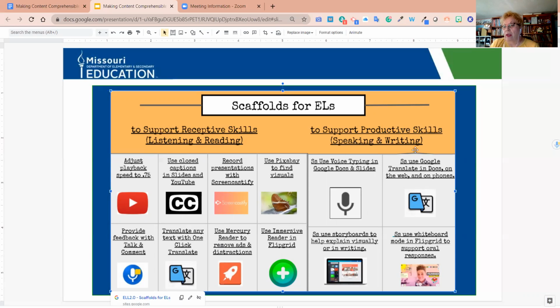Then they talk about, with speaking and writing, you can use the text, or voice to text, or speech to text, Google Docs, which translates. Again, storyboards, there's a link to a storyboard tool, and again, Flipgrid that can be used as a whiteboard. So it gives you explanation on how to use these scaffolds with the English language learners, and they're all very well done and could be a whole lesson within themselves. So it's kind of a self-paced learning that you can go through with that site as well.